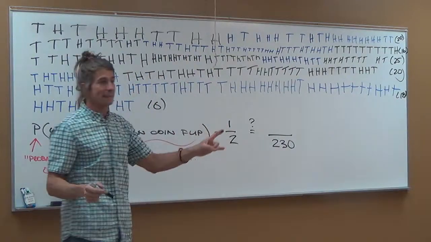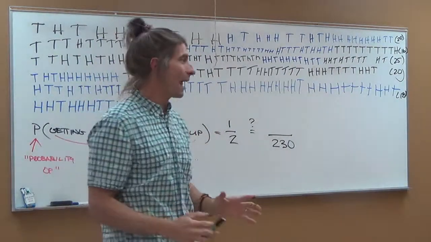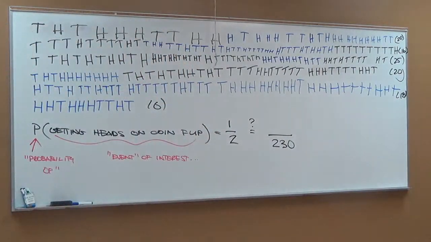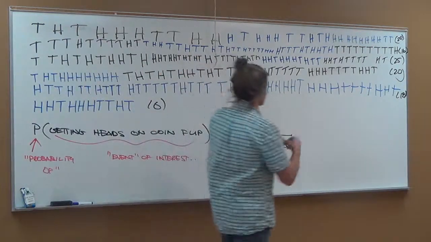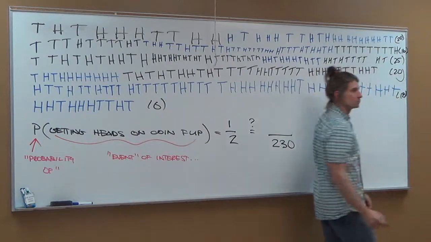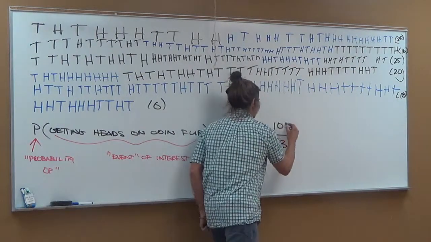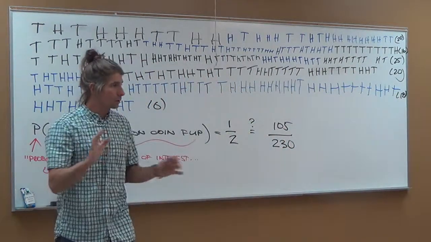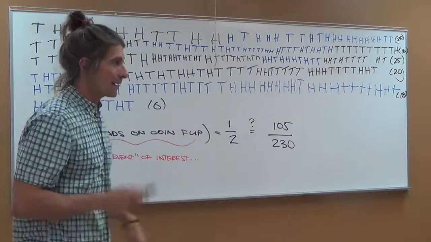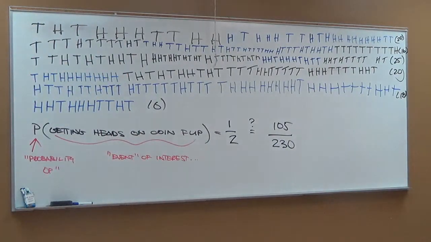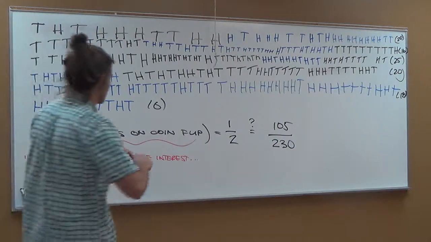Now, first of all, predict. If it was perfectly 1/2, how many should we have? 115, yes? If it was perfectly 1/2, we should have 115. Let's see what we got. 3, 3, 9, 4, 5. We're off by 10 out of 230. That is less than half of 1%, yes? That's impressive. We're off by less than half of 1%.